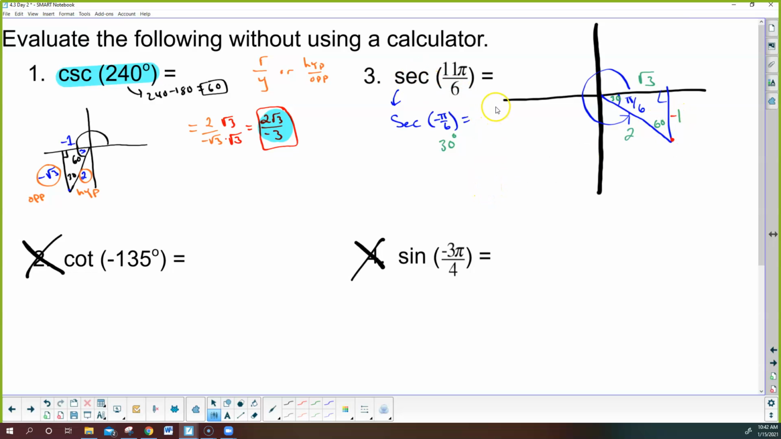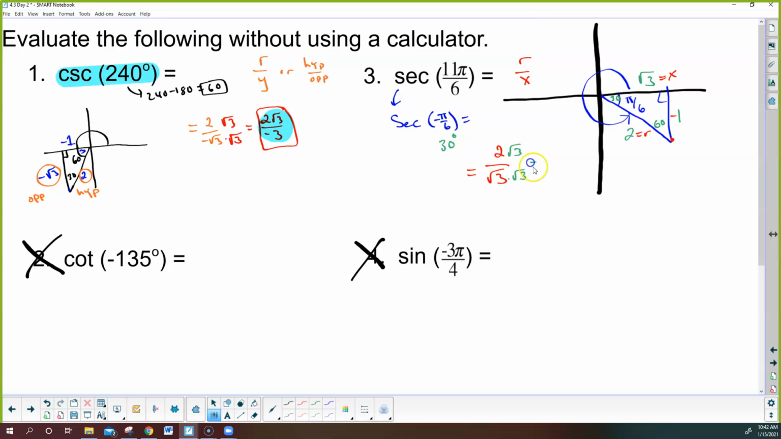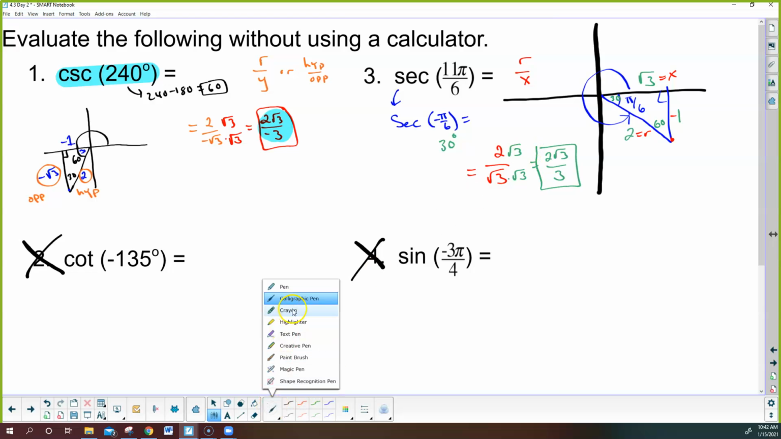And then I just have to figure out what secant is. Well, secant is r over x. We know what the radius is. We know what x is. So the overall answer is r over x. But then I don't like this as a square root in the denominator. We get 2 square roots of 3 over 3. And like I said, we're just getting to the point where this stuff is becoming routine. Eventually, it will become much, much easier. Okay.